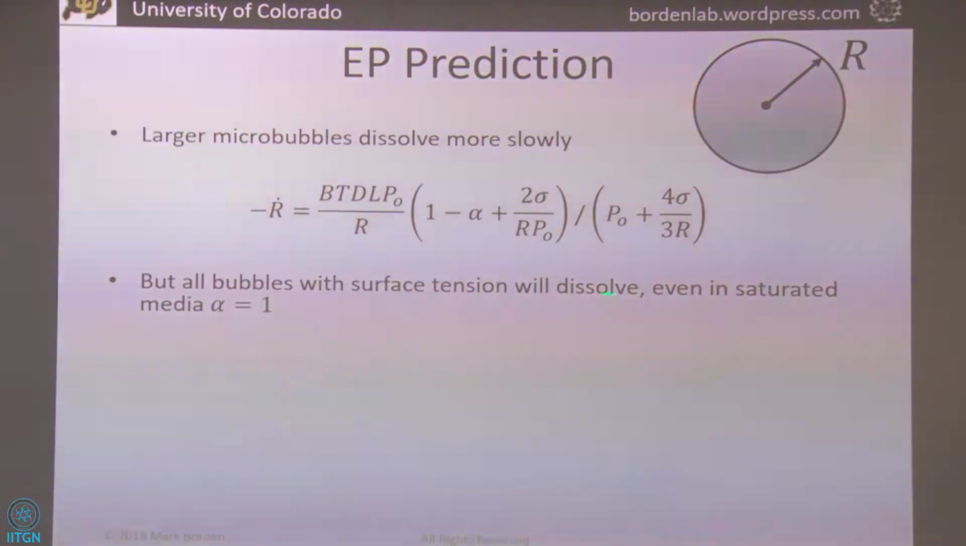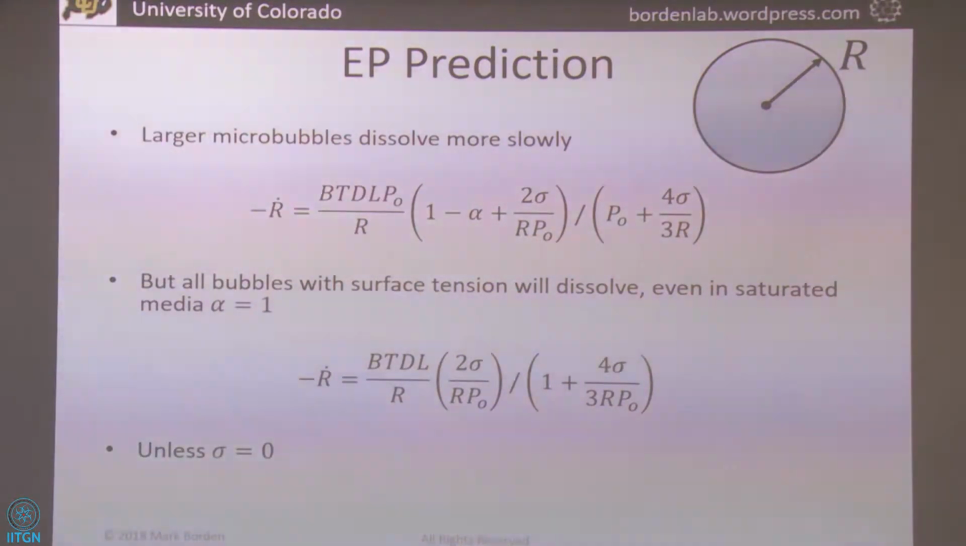So all bubbles with surface tension will dissolve, even in saturated medium, even when alpha is equal to 1, and that term goes. Unless the surface tension is equal to 0. And if surface tension is equal to 0, then this whole term goes to 0. Everybody agree with that? So only when surface tension is equal to 0 will the bubble be stable. That is our diagnosis here.